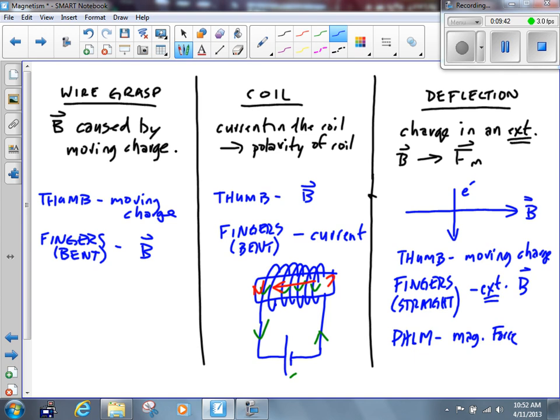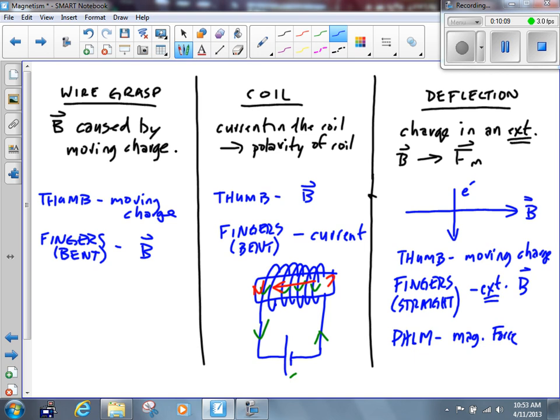Sometimes we define a type of current called conventional current. Conventional current is the flow of positive charge. Now, positive charges can move through the air. You can have positive sodium ions moving through the air. That's conventional current. You can have alpha particles flying through the air. That's conventional current. But you can't have positive charges moving through wire.